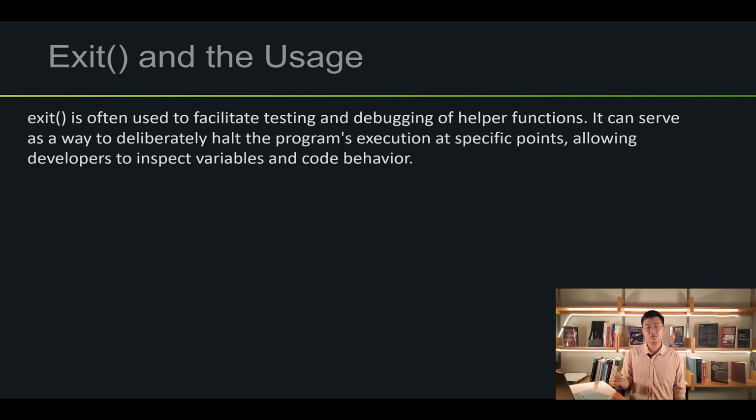Let me just remind you once again. If 0 is returned, that means the program went successfully. If some other weird value was returned, then that means something went wrong with the program. So you can use this to improve your programming and also to check your helper functions.